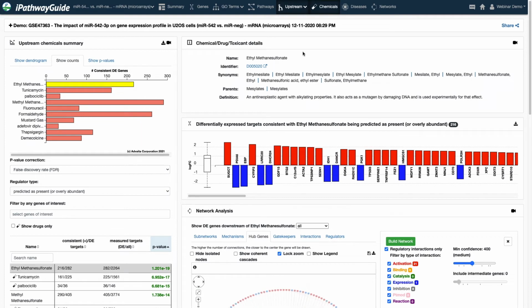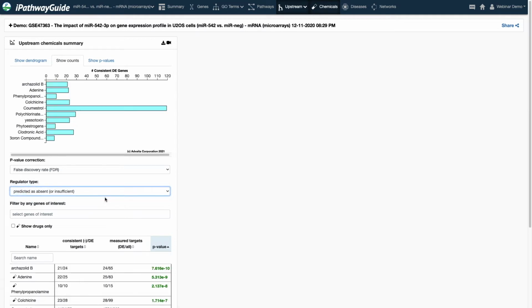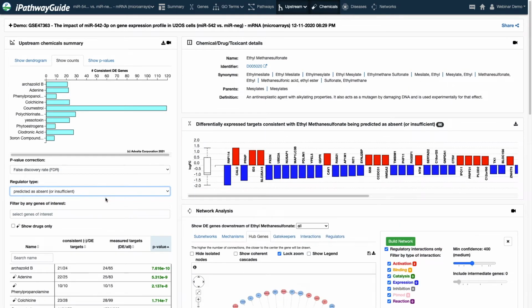With chemicals, similar to upstream genes, you can look at chemicals that are predicted to be present. So this is a chemical that, if you used it, would mimic the phenotype that you're observing here. But you could also look at chemicals that are absent or insufficient. The way I like to think about this is these are chemicals that could rescue the phenotype because they would reverse the differential expression that's seen here.